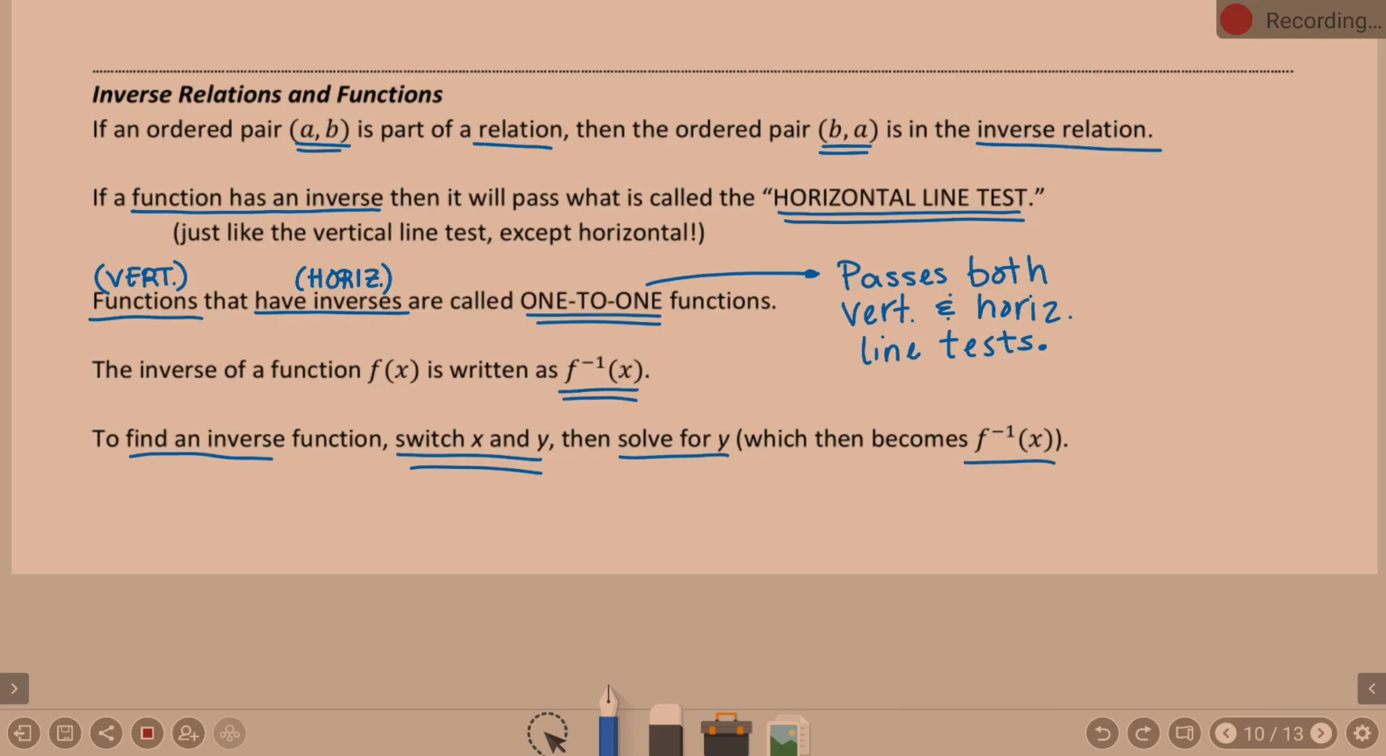So if something's a function, it passes my vertical line test. If it has an inverse, it passes the horizontal line test. If it's a function that has an inverse, it passes both tests, and it's what we call one-to-one. Keep that in mind as we turn to the back page. You ready?